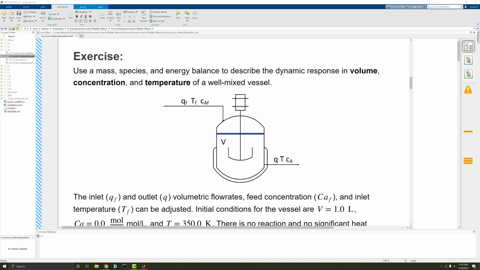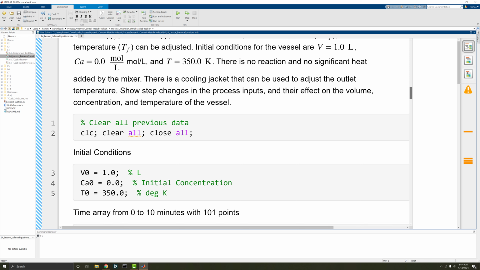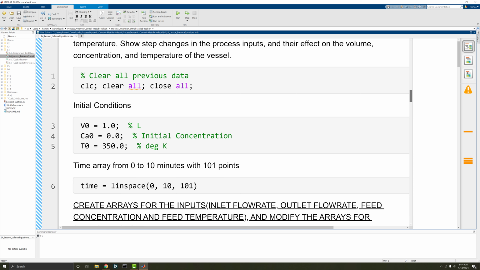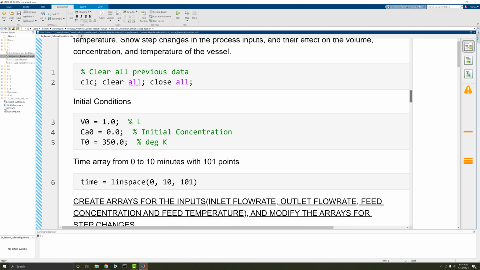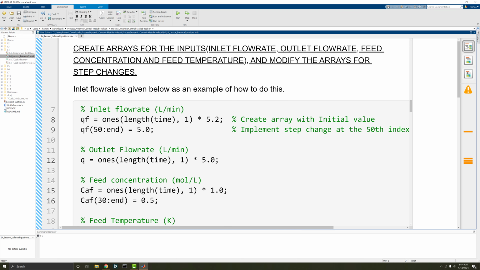Here we have our exercise in MATLAB. We have the initial conditions as we discussed before plugged in on the initial conditions cell. I always like putting the units in a comment just to make sure that I'm keeping my units straight. And we have a time array that's already provided as well. The first thing to do is to create arrays for our inputs with a step change. And the inlet flow rate was given as an example.